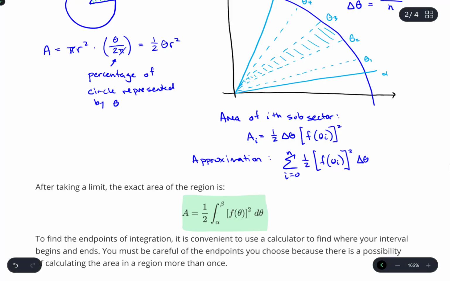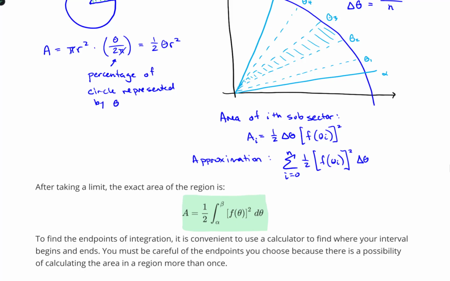And you can see where each of the different parts comes from. 1/2 is just from the original area of a sector formula. F of theta has to be squared in this case, and that's again because of how we calculate the area of a sector. And then delta theta turns into d theta whenever we take a limit.